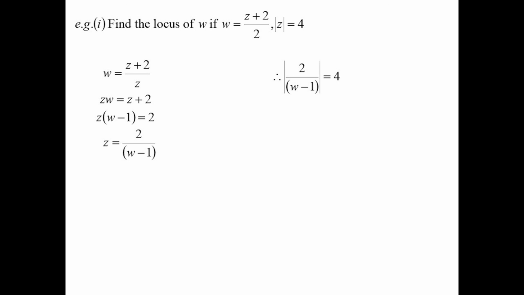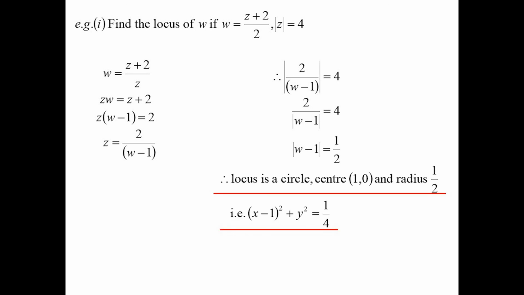So there's my locus. Now, written like that, what is it? Not quite sure, so let's play around with it. So the absolute value of 2 is 2, over the modulus of w minus 1 is 4. Let's turn both sides upside down and then play with the numbers. I get the modulus of w minus 1 is equal to half. That's something I recognise. So the answer is also going to be a circle. Centre 1, 0 and radius of a half. So if I wanted to give it an equation, there it is. x minus 1 squared plus y squared is a quarter.